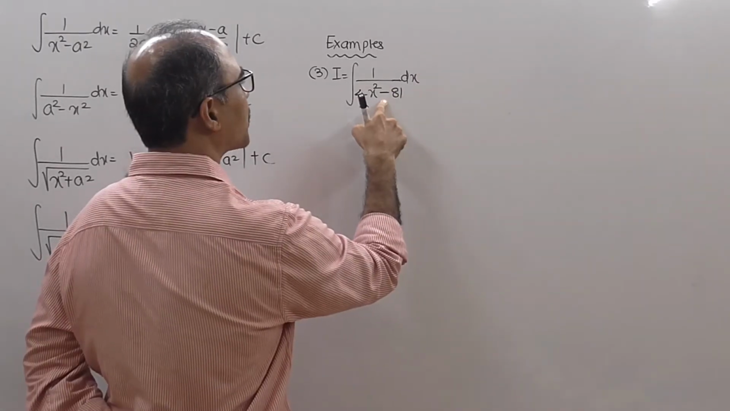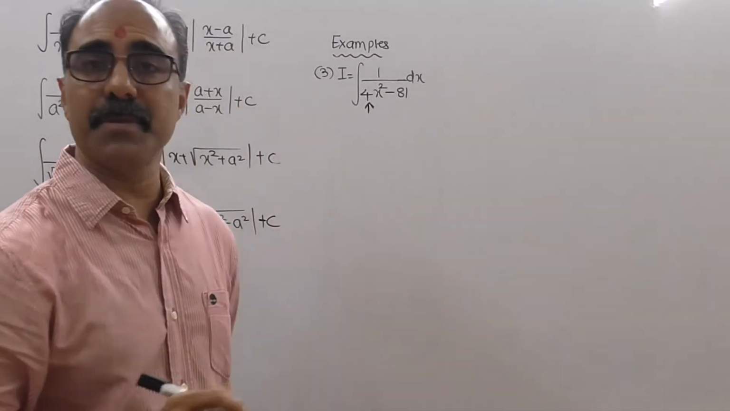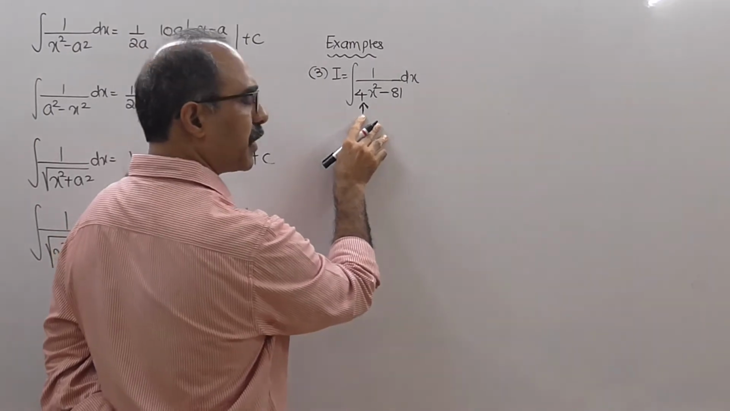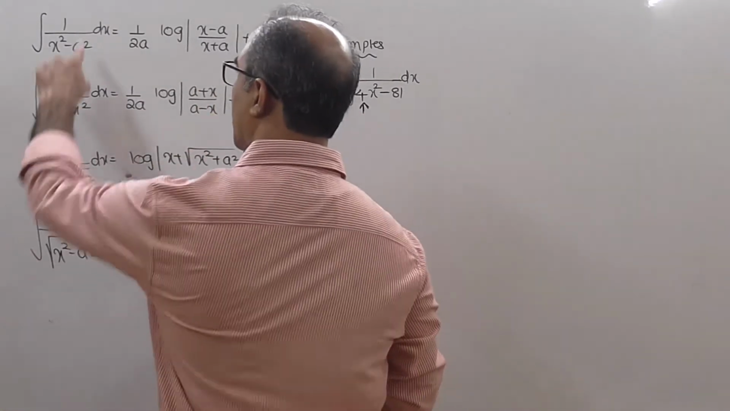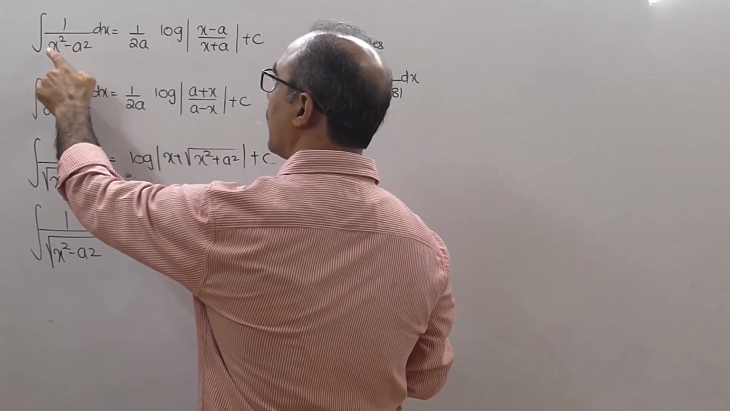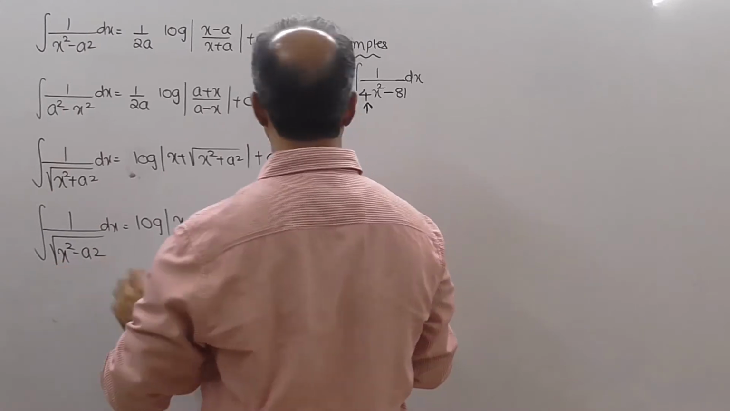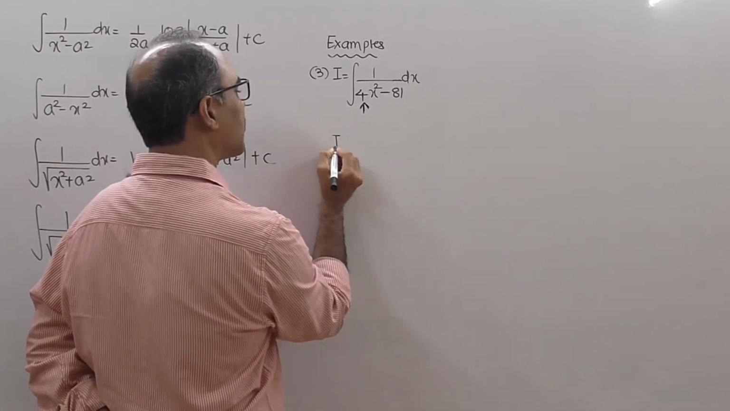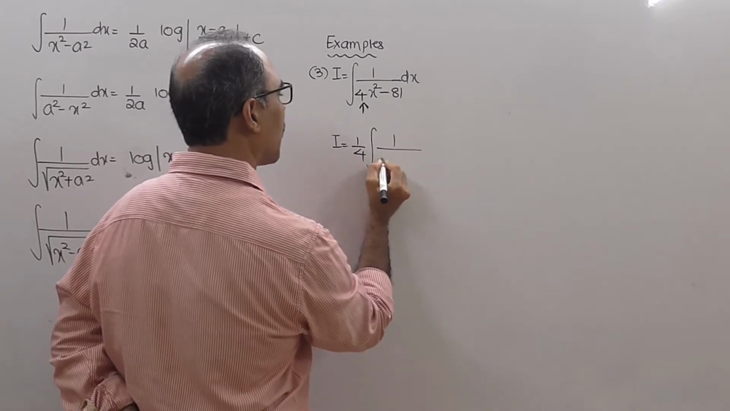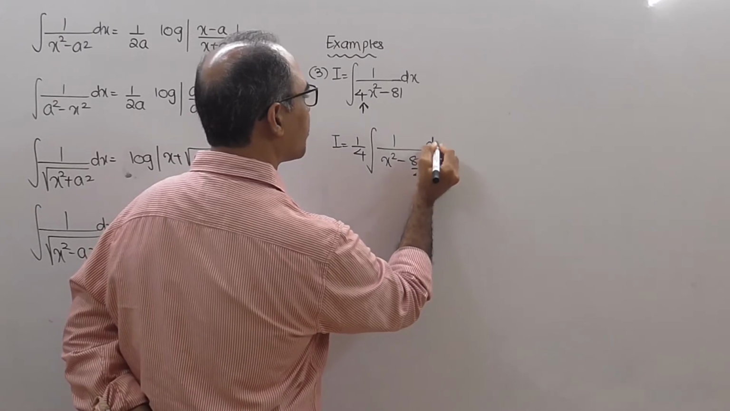Integration 1 upon 4x square minus 81. This x square coefficient should always be 1. But instead of 1, what are we having? 4. Because you cannot use these formulas if the coefficient of x square is not 1 or minus 1. So what I can do is say I equals 1 upon 4, and take it outside. You get x square minus 81 upon 4.